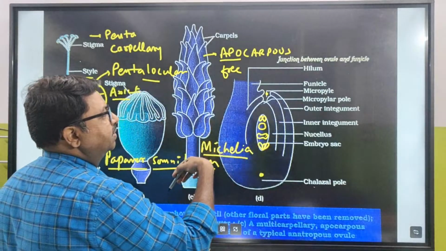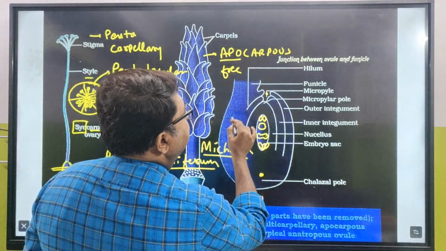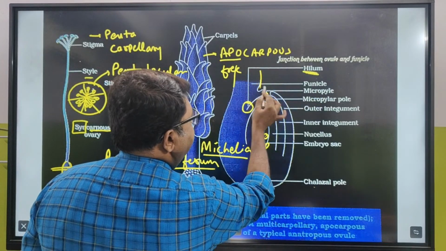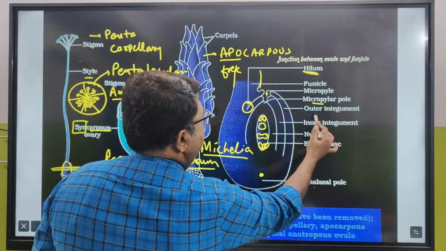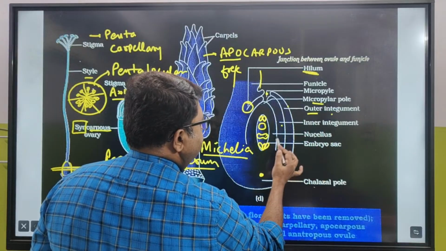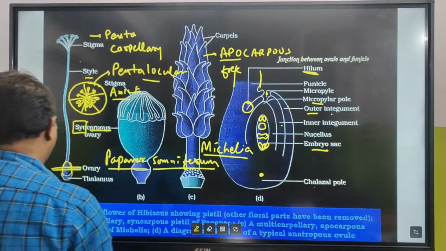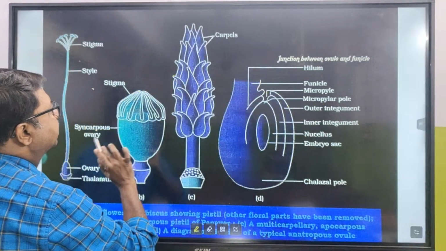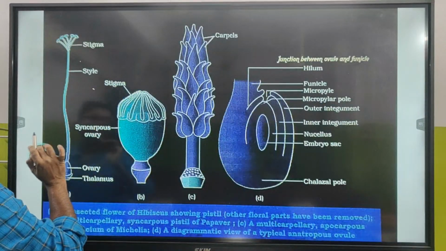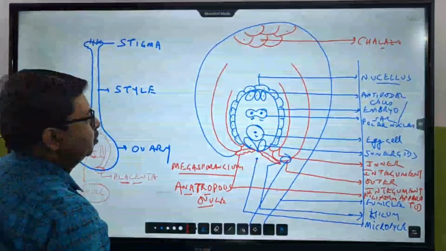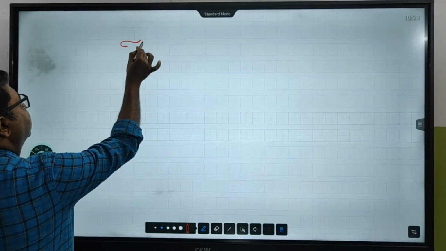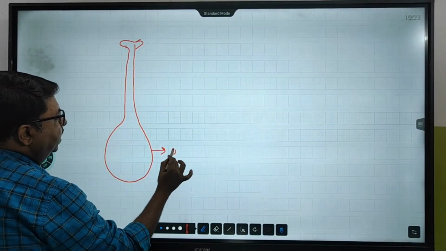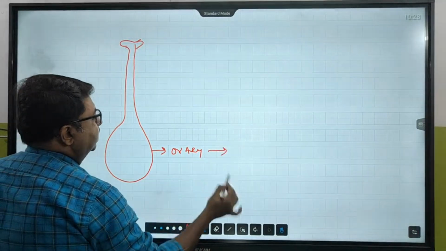Just now we have drawn this. Fine. This is the hilum. This is the stalk, which is called the funicle. Micropylar pole, outer integument, inner integument, nucellus, embryo sac. So let's get into that particular topic. What happens to this ovule after fertilization? This ovary after fertilization becomes what?